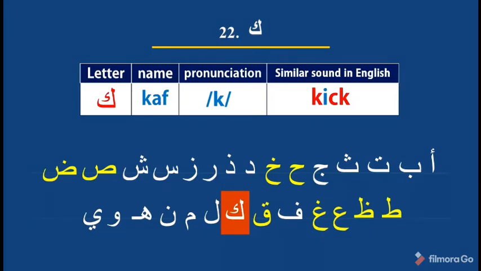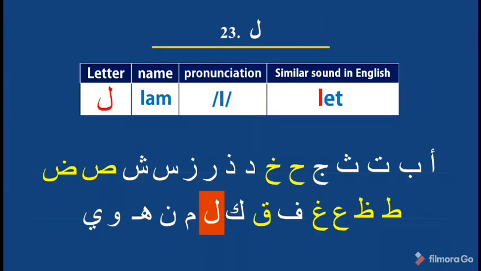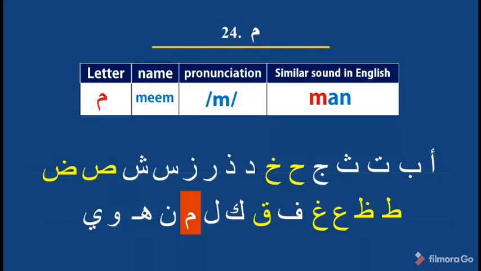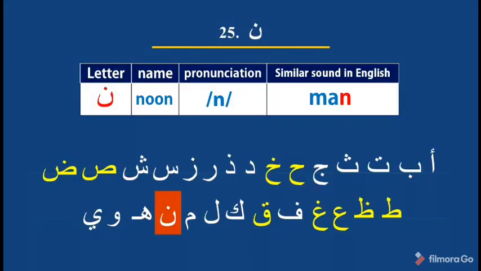Kaf has the pronunciation of K, just like the K in kick. That is placed with the two dots. Lam has the pronunciation of Le, just like the Le of lead, and it is placed with G key. Mim has the pronunciation of Me, just like the Me in man, and it is placed with the L key.